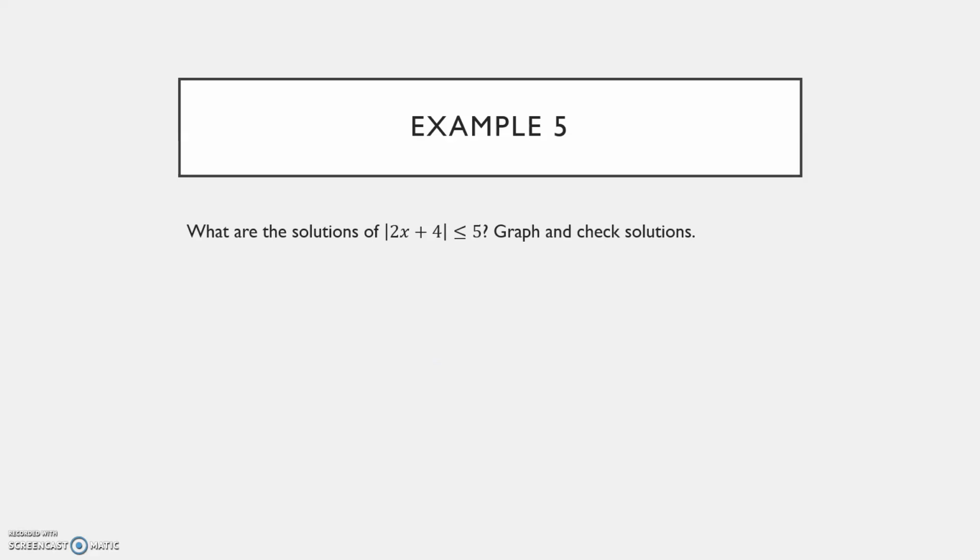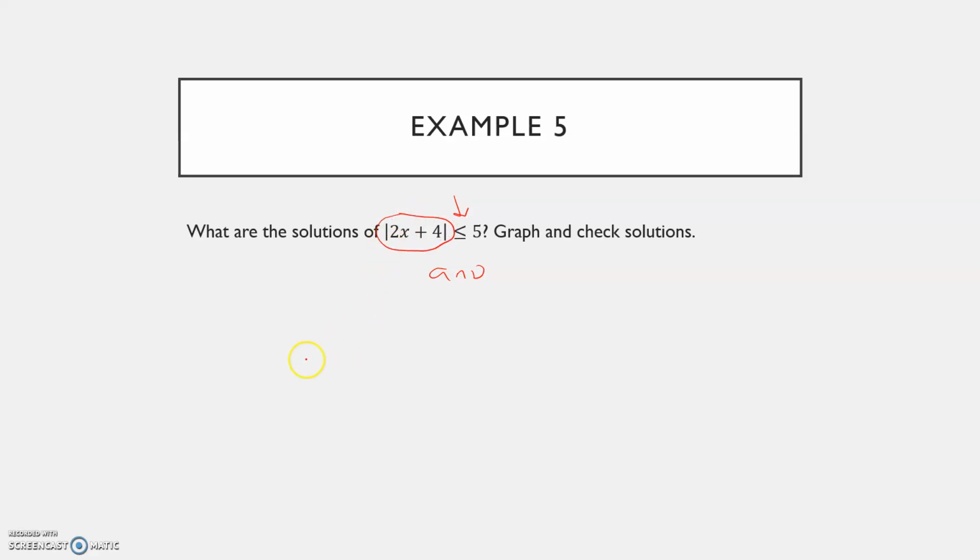All right, next example. In this case, right here at the start, our absolute value is less than, which tells us it's going to be an and, right? We're going to have a solution that's in the middle. And so first step is get the absolute value by itself. In this case, it's already by itself, right? There's nothing on this side.